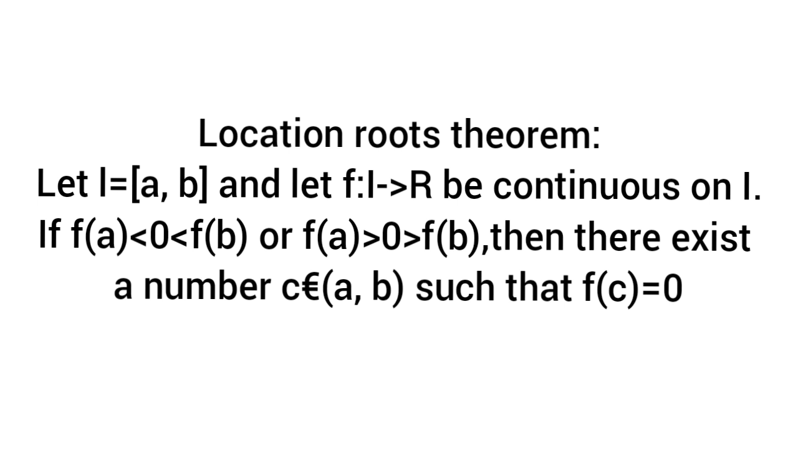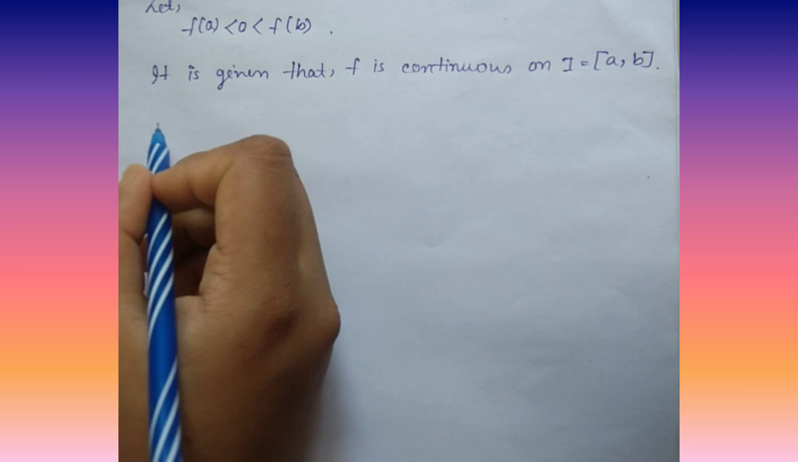It's my classes. Today I am going to discuss the location roots theorem. If I equals [a, b] and f is continuous on I and f of a and f of b have opposite signs, then there exists a point c such that f of c equals 0. Now we have to prove it.